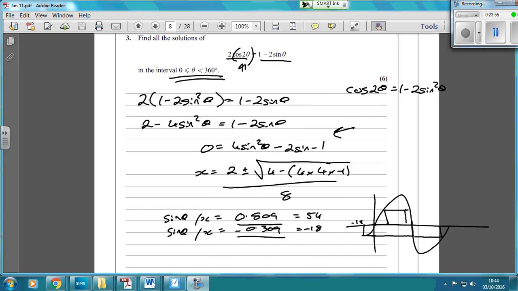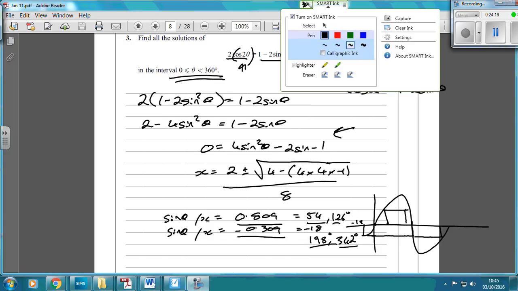So that's going to be 54 degrees and 180 minus 54, which is 126 degrees. Minus 18 is going to be the same as this one here, which is 180 plus 18, which is 198, and 360 minus 18, which is 342. So those are the 4 answers for that question. Again, it's just another C2 question, should be relatively straightforward.